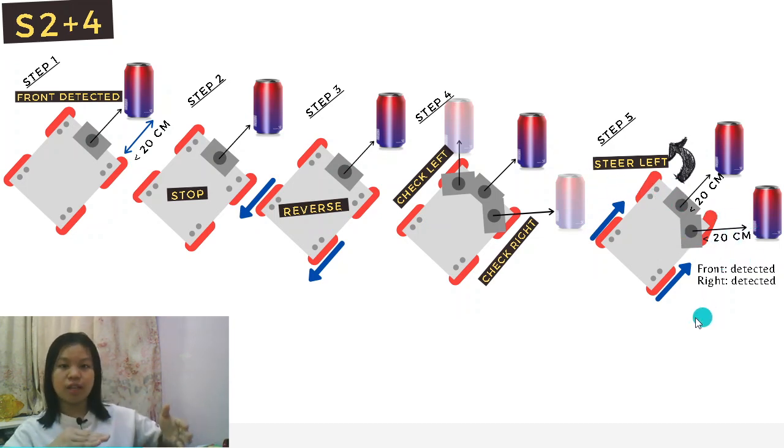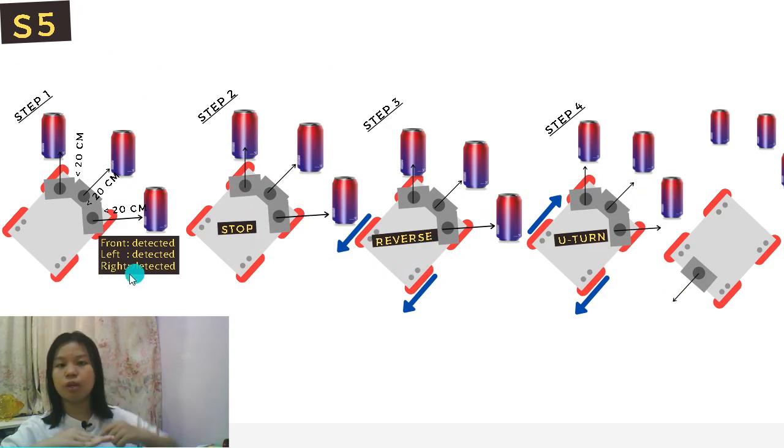Okay, the fifth scenario is that after checking left, what we get is left and right both have obstacle. So what we're going to be doing is to stop the car again, and then reverse the car again, and this time it's going to make a U-turn. Okay, so after U-turn, our car is going to face the opposite direction.